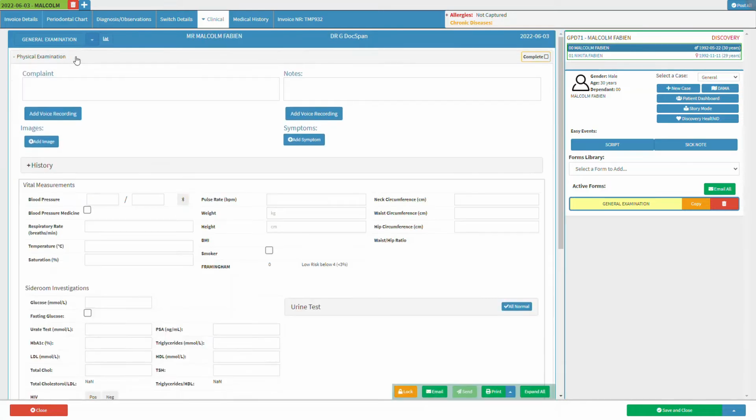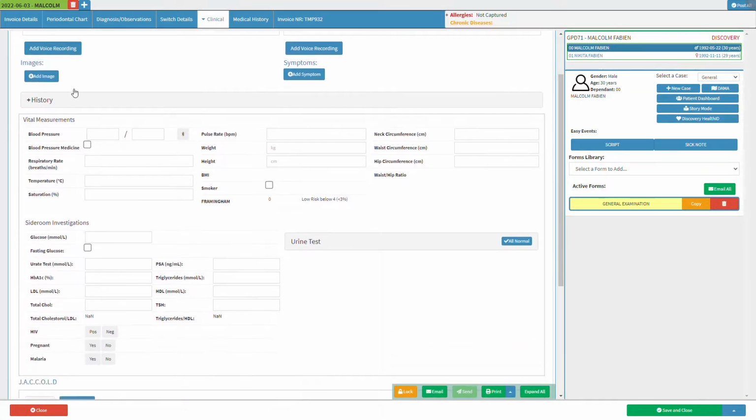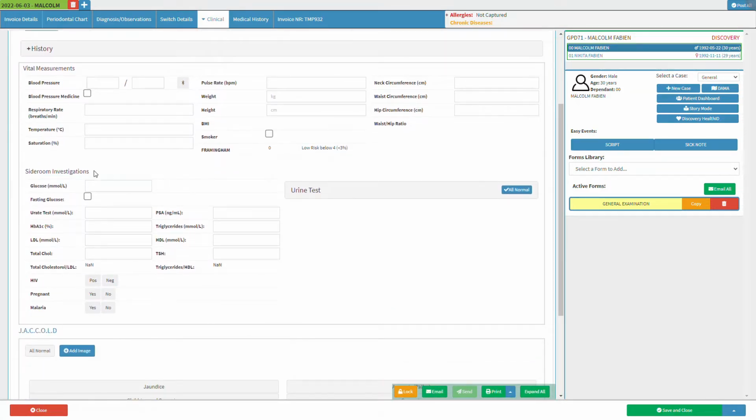Click on the physical examination panel. The physical examination panel will expand. Navigate to the Sideroom Investigations section. Various information can be completed under the Sideroom Investigations section. Please note that abnormal levels within each option will be highlighted in red.